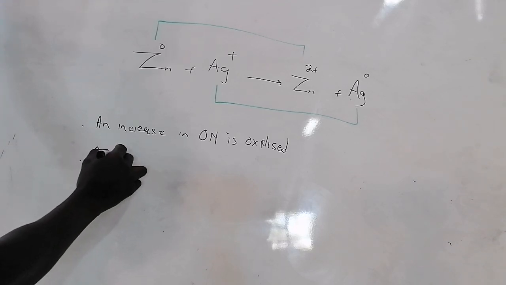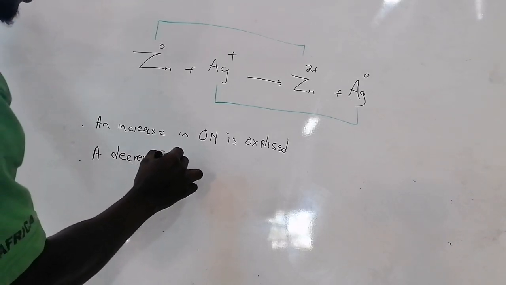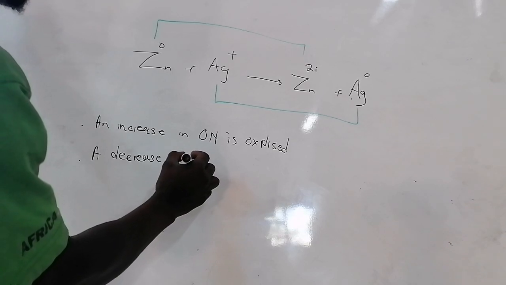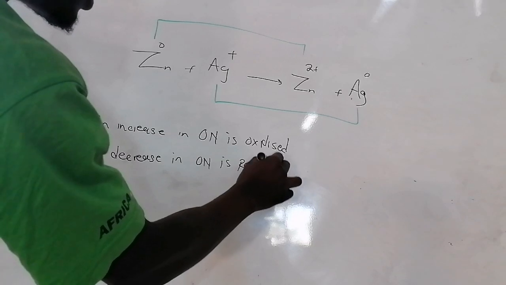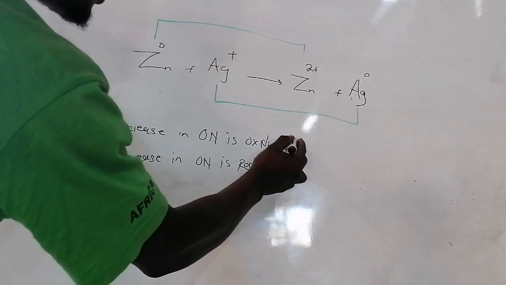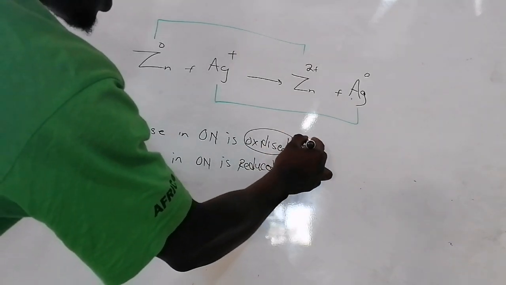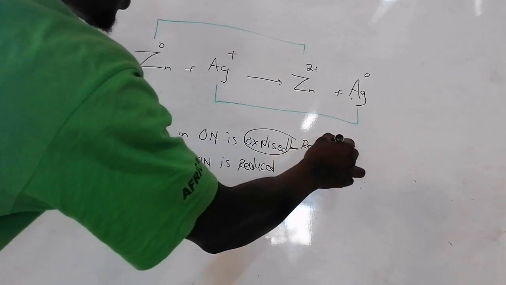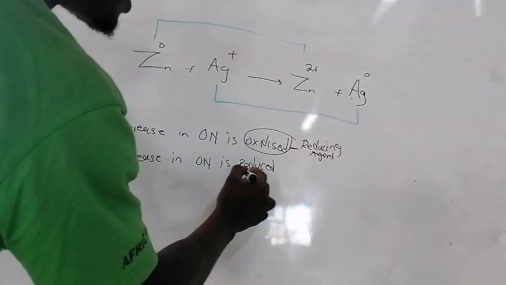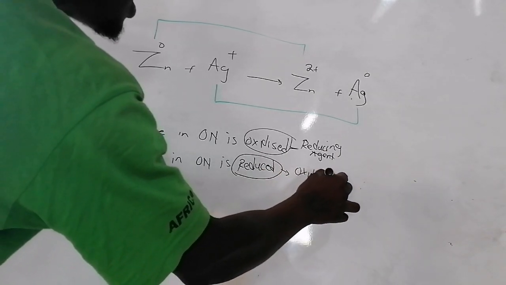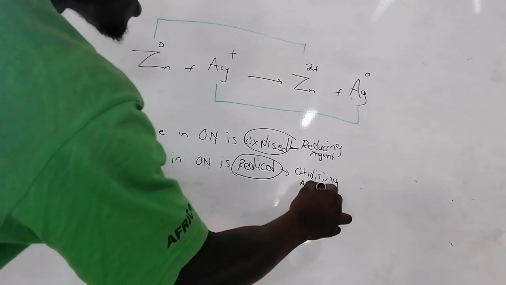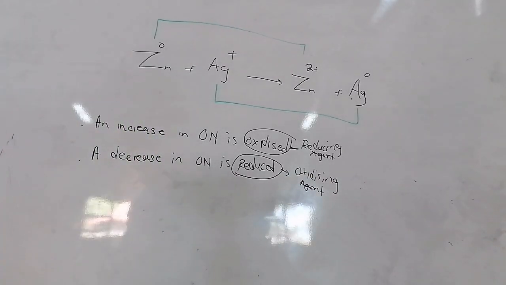A decrease, because it will help you to remember easily. A decrease in oxidation number is reduced. And remember, when it is oxidized, it tells us about the reducing agent. Make sure that you write this. Then when it is reduced, it tells us about the oxidizing agent. It is simply the opposite. I don't know if you can see that. So make sure that you write these things before you find the agent.